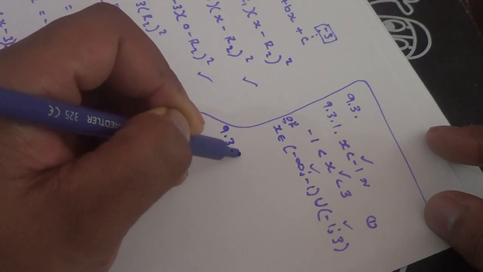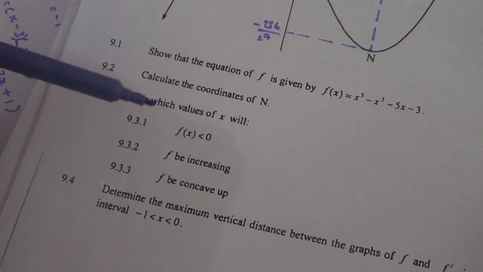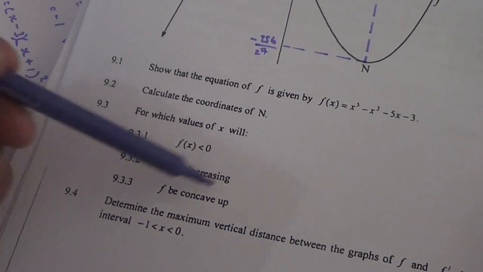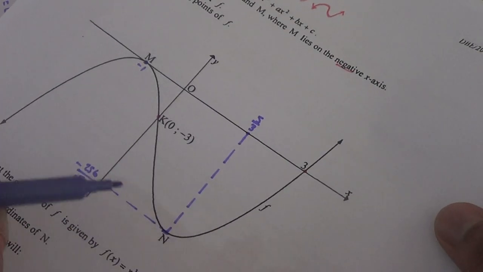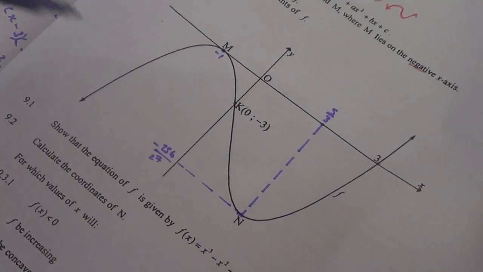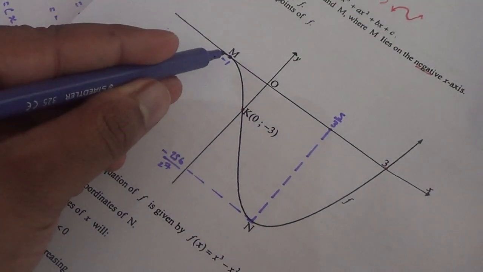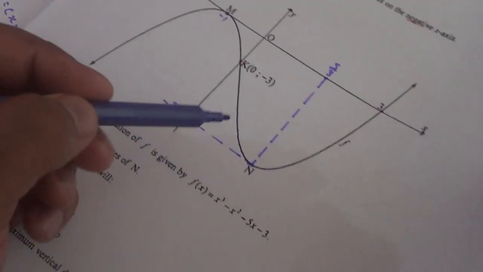So 9.3.2. What do we have here? They're saying that f is increasing. For which values of x is this increasing? And then of course we know that the turning points, it's stationary points. So when is it increasing? We want this graph to have a positive gradient. So it has a positive gradient in this section building up to that minus 1. But minus 1 is not included because it's stationary there.